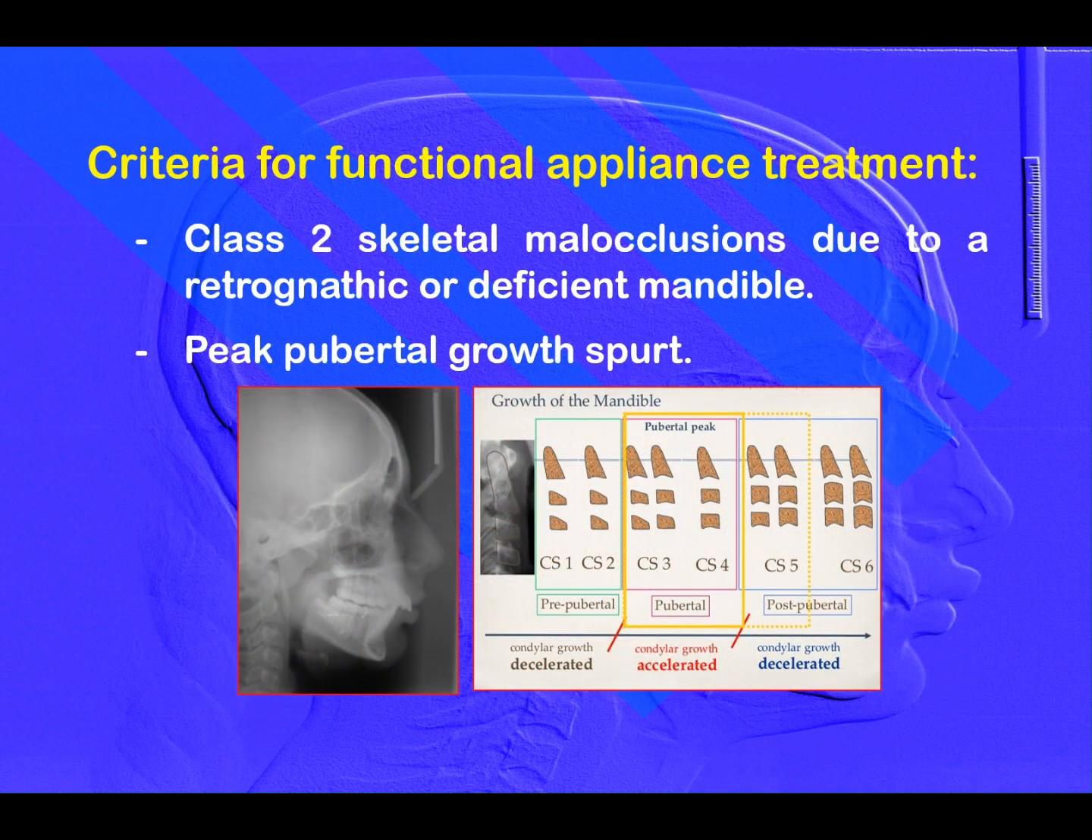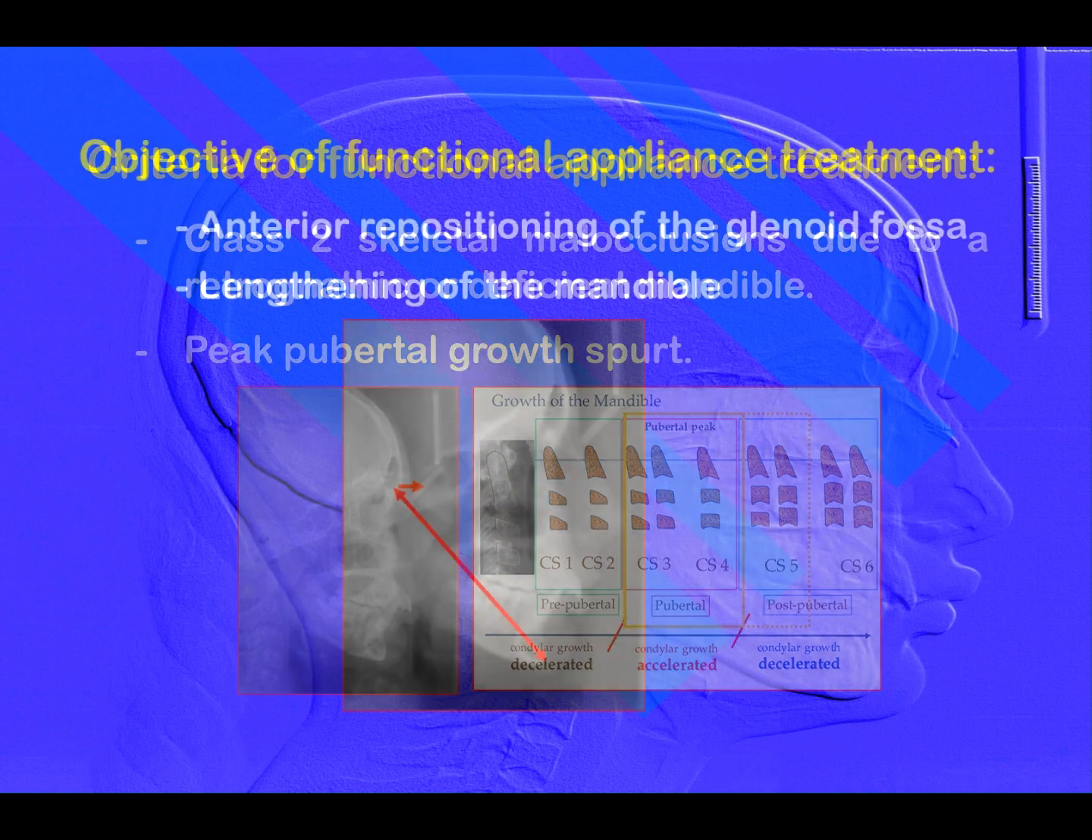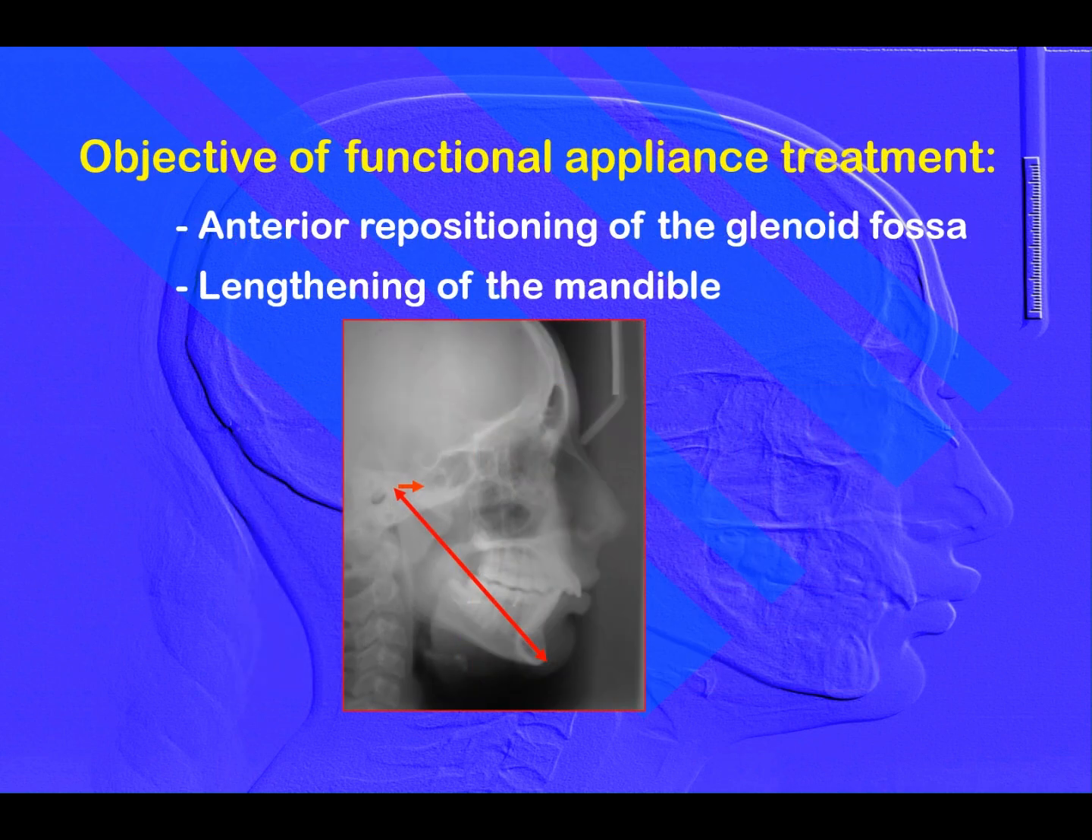A skeletal Class II malocclusion can be because of maxillary excess, mandibular deficiency, or a combination of both. If a Class II malocclusion is due to a retrognathic or deficient mandible, and the patient is in the peak pubertal growth spurt period, then a functional appliance should be used for mandibular growth modulation. The objective of the functional appliance treatment is to reposition the glenoid fossa anteriorly and lengthen the mandible so that the Class II skeletal relationship can be corrected. Thus, a functional appliance must be able to reposition the glenoid fossa anteriorly and lengthen the mandible for the effective correction of Class II skeletal malocclusion.